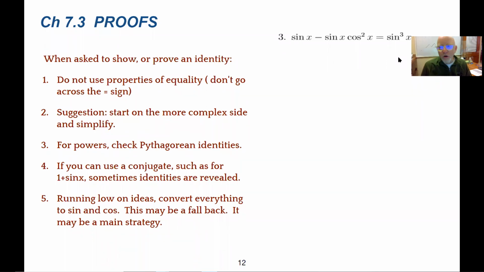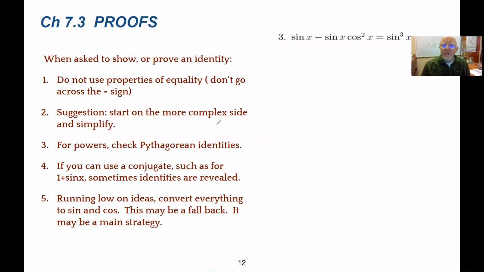Okay, back for some more proof examples. We've gone over the list in the last video of the ideas that you might want to use when you're doing a proof. Remember not to use properties of equality. So here in number 3, that actually will come up, where you want to use a property of equality, but you can't, or you shouldn't. You can't. It's a proof. You can't. So let's see.